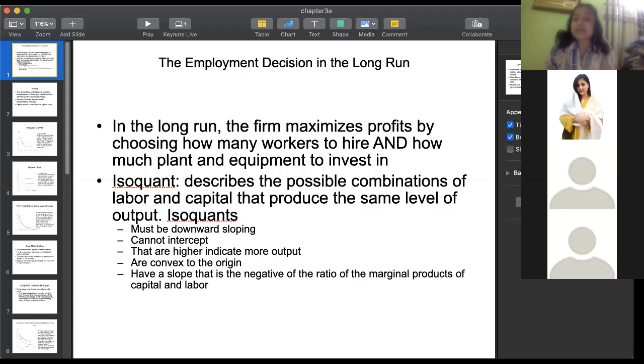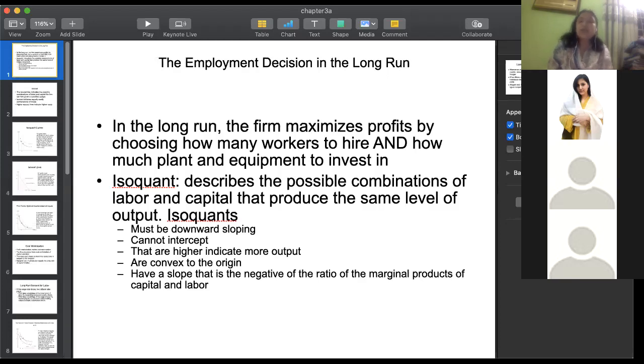So optimal L star, or optimal level of employment in the short run, occurred where marginal revenue product equals marginal factor cost. But in the long run, it's not so easy, because in the long run, both factors of production are variable. So both labor and capital are variable. So the firm will maximize profit now by choosing the optimal number of workers, but at the same time choosing the optimal number of plant or equipment or capital to invest in. So the firm has to decide on two variables at the same time.